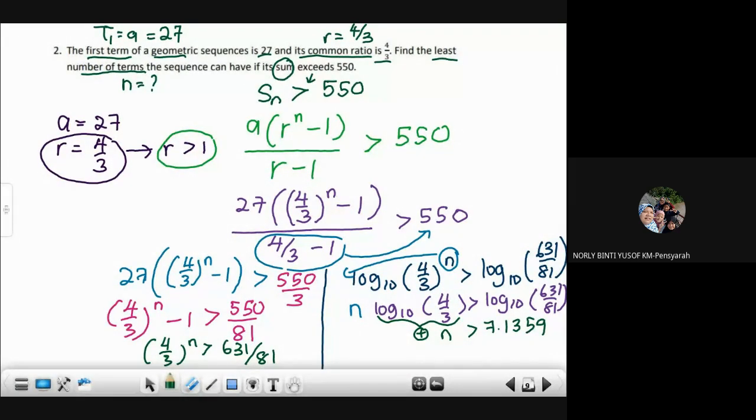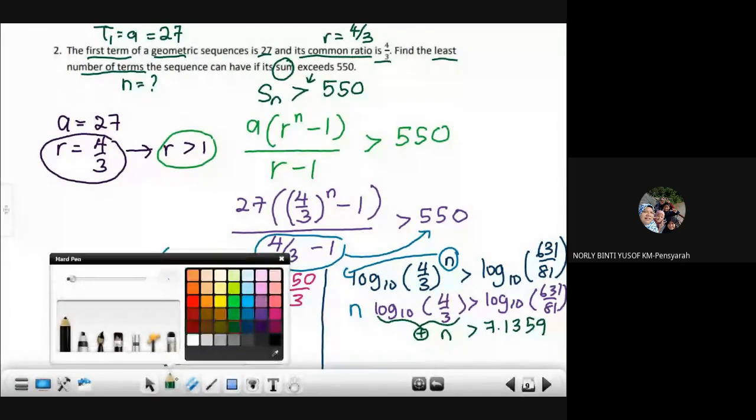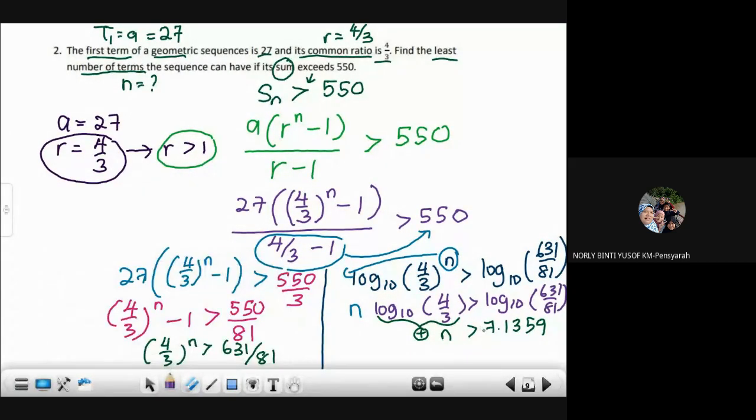Tapi you nak list number of term. Term pun selalunya nombor bulat kan. Mana ada term perpuluhan. Term memang positif lah. Tapi term tu mesti nombor bulat, whole number. Cannot be in decimal places. Jadi dia dah bagi you ketaksamaan macam ni. So nilai N you mesti lebih besar daripada 7.1359. So thus N equals to 8.